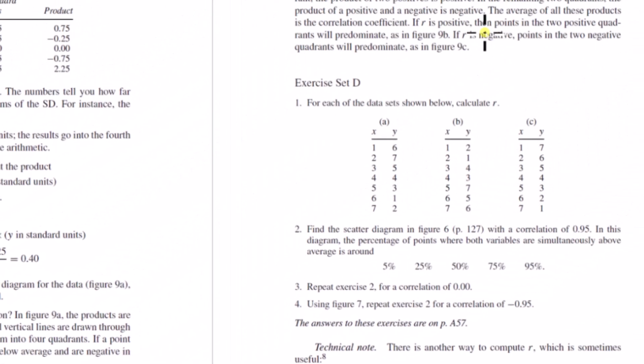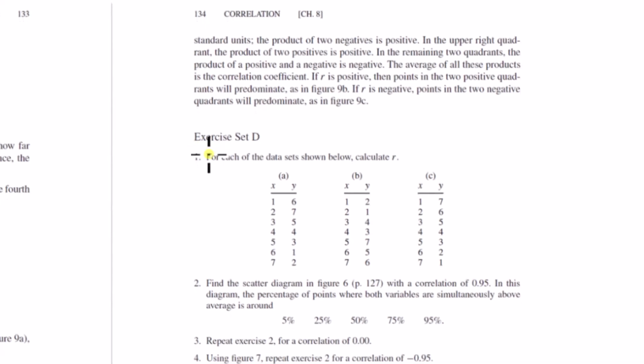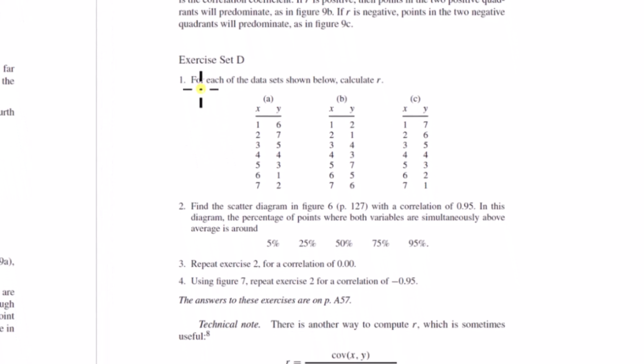It says if R is positive, then points in the two positive quadrants will predominate. If R is negative, points in the two negative quadrants will predominate. Okay, now let's work these exercises.